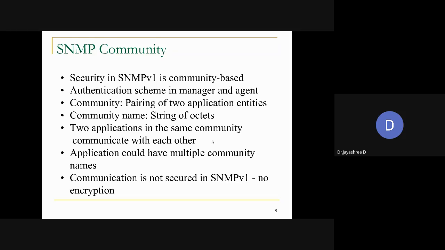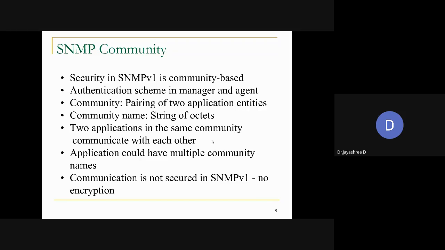Communication is not secured in V1, no encryption. Remember that thing. That is the highest concern, because whoever comes to know the password or the community name can access the MIB available in any one of the agents. If suppose a manager has a communication with my agent, and the community name has been given to them, and a third party comes to know the community name, he is able to access the agent MIB available with the agent.